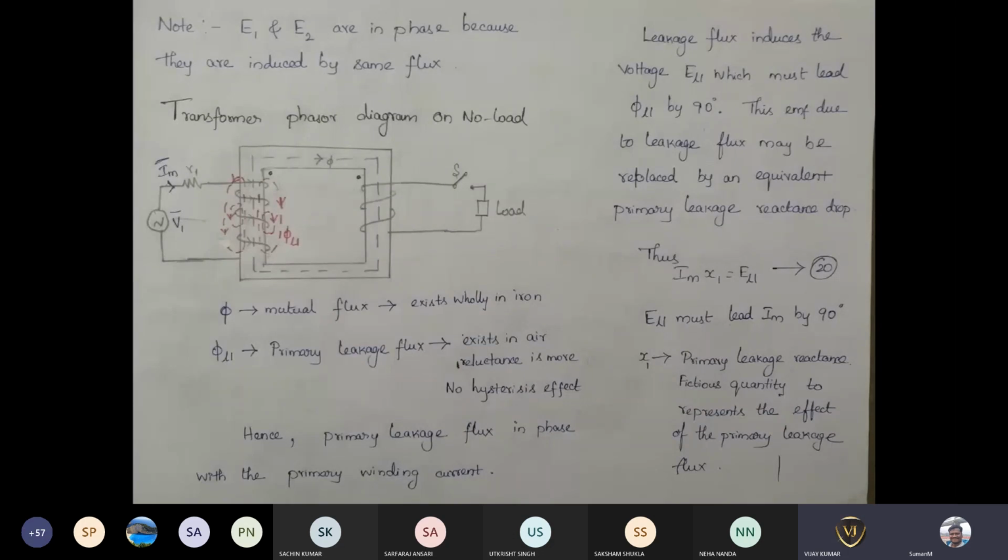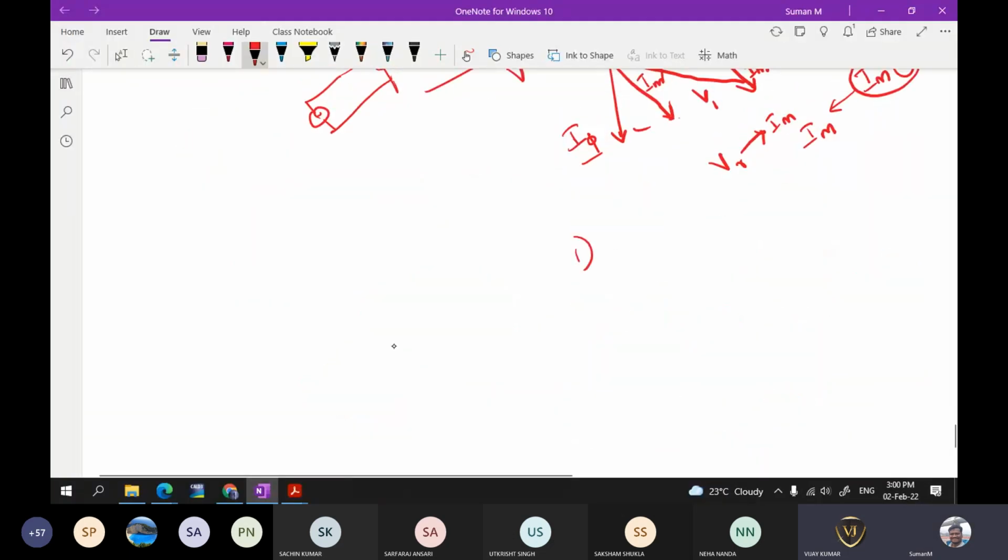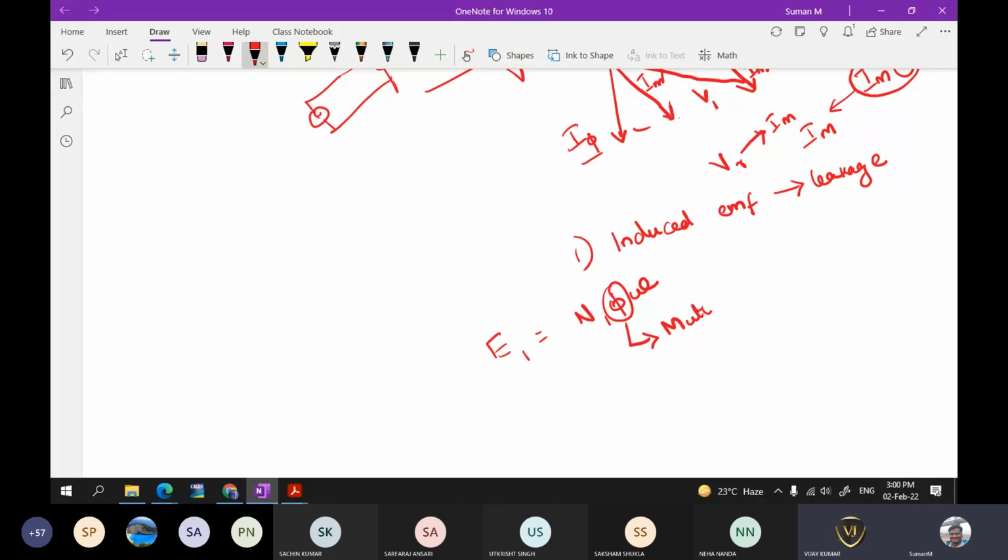Okay, now as I told before, this flux is going to be in phase with the current, and there is going to be an EMF induced because of the leakage flux. Okay, so only one thing which I wanted to tell. Here you are having induced EMF because of the leakage flux. But whenever you are writing the induced EMF equation, you get N1 phi omega. This phi is only the mutual flux. This phi is not including the leakage flux. Whenever you are writing the induced EMF equation, we are going to represent only the mutual flux. We are not going to represent the leakage flux.